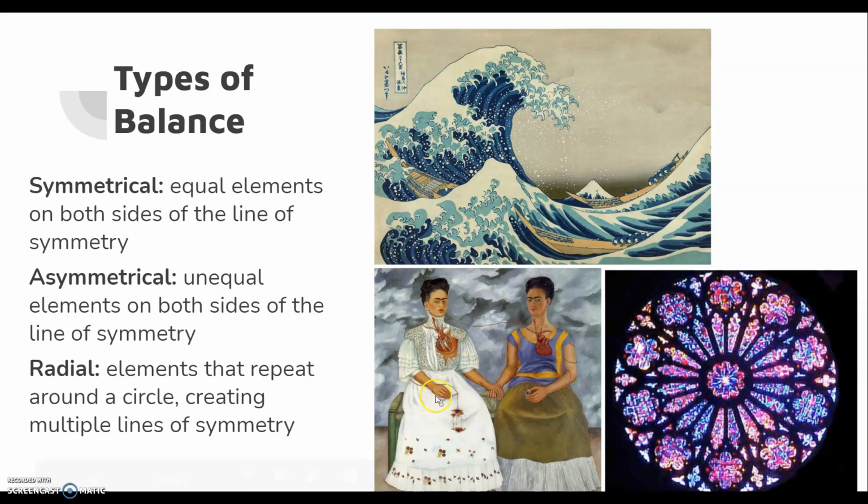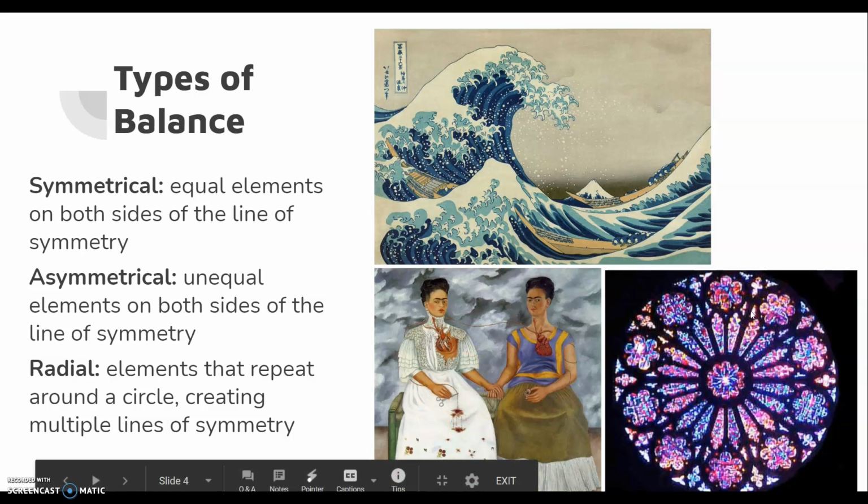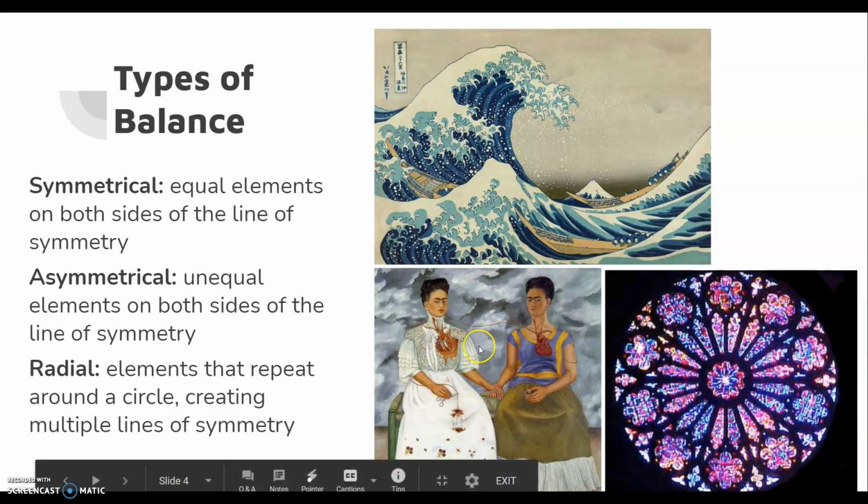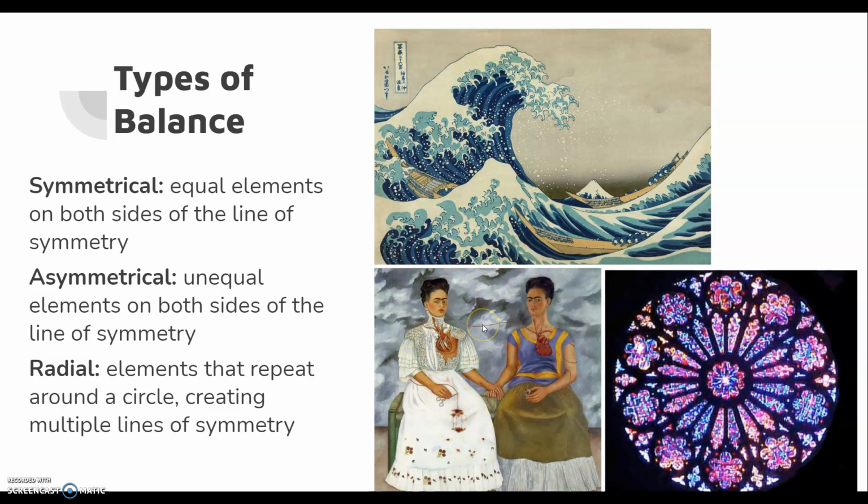So, the three types of balance are symmetrical, asymmetrical, and radial. So, first of all, there's symmetrical, where on both sides of the painting, it's pretty much the same thing. So this painter, Frida Kahlo, did this in her self-portrait here. She has two very, very similar pictures of herself on both sides of the painting.